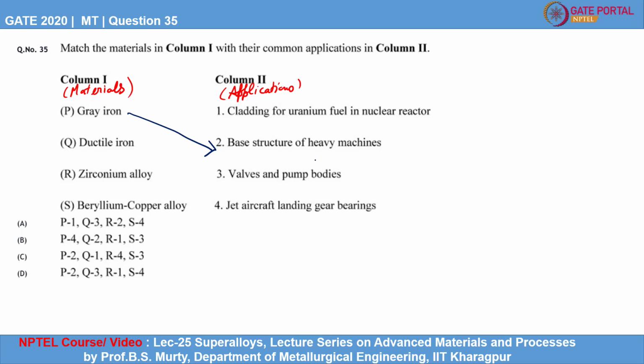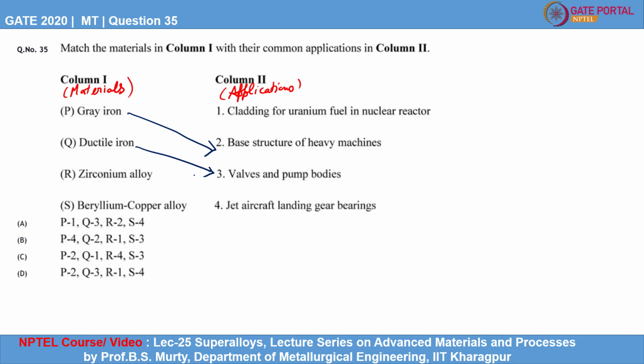Now next material, ductile iron. Since the name itself suggests, it possesses ductility. And if you look at valves and pump bodies, in order to manufacture these components using forming processes like extrusion, forging, ductile iron is a suitable candidate because it can be reshaped under compressive and tensile stresses. So ductile iron is generally used to construct the valve bodies and pump bodies.